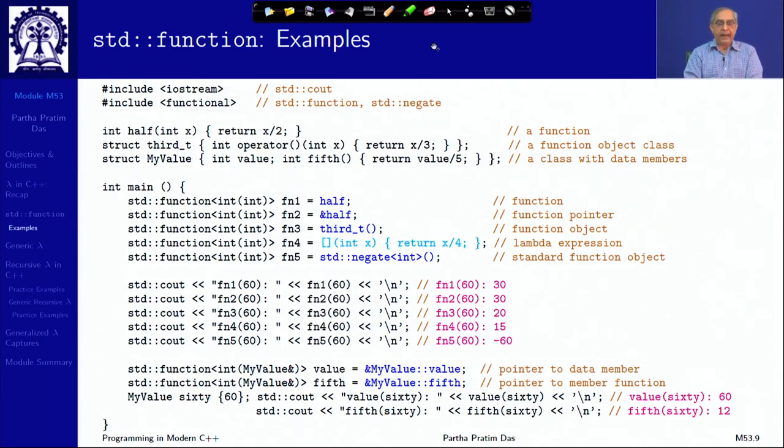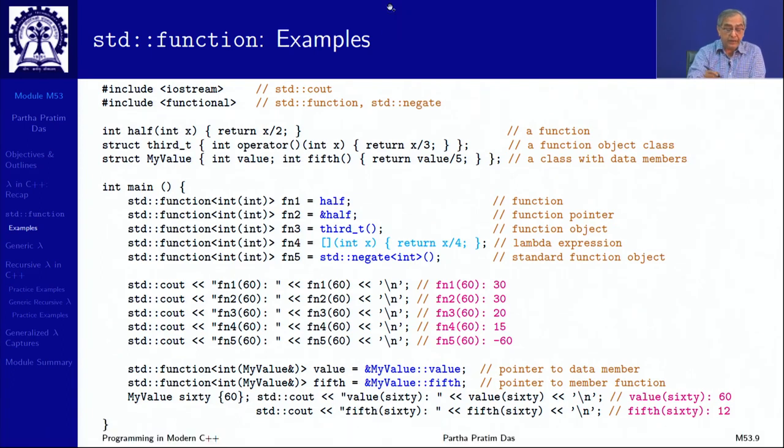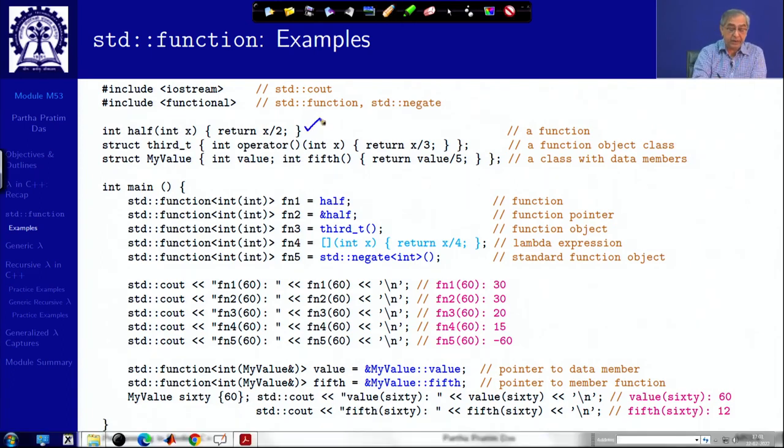Let us look at examples of std::function, right. If you see what I have done here, I have defined a simple function here. I have defined a function object here, you can see struct. And I have defined another function object where there is a data member, that is there is also a state. So, a function, a function object without any state, and a function object with a state are the three types that I have defined.